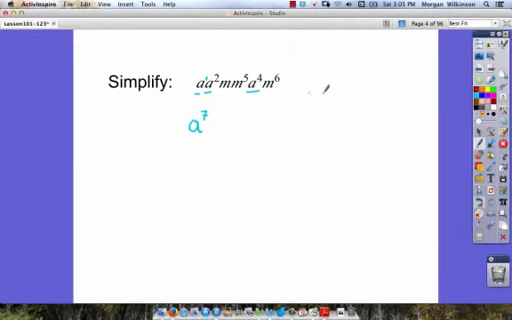Then next, let's look at our m's. We've got m to the, well, that must be to the first. Then we've got m to the 5th and m to the 6th. So we're going to get m to the 1 plus 5, that's 6, and 6 plus 6, that's 12. So we get a to the 7th, m to the 12th. We've got our final answer. We could box it and move on to our next question. Sometimes these problems with variables only are even easier because you know you've got the fully simplified answer right here.